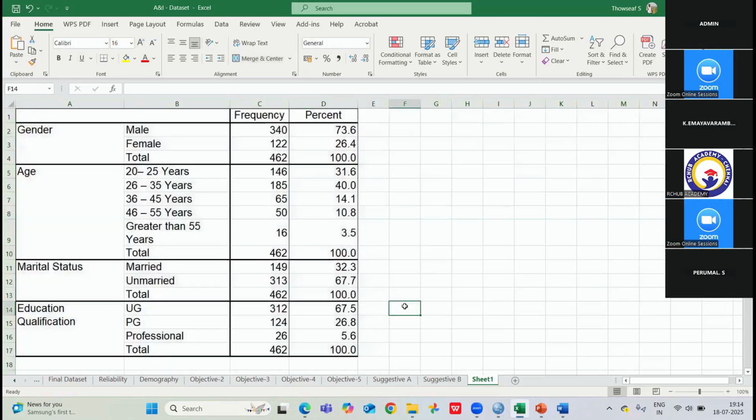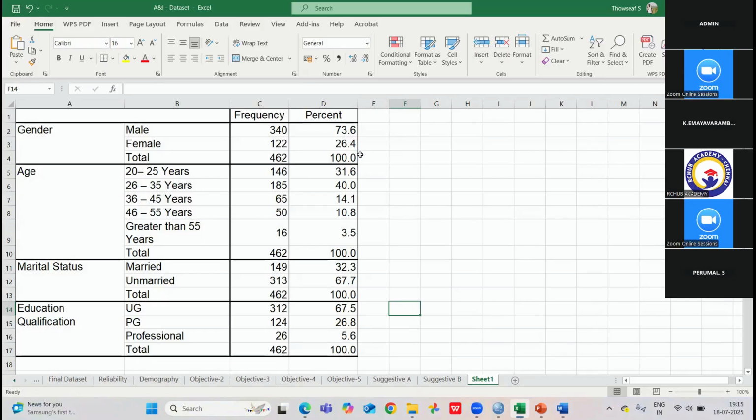So we can simply say that with respect to the people working in the software industry in Chennai, the majority of them, nearly 340 out of 462 respondents, that is 73.6%, were male, and 122, that is 26.4%, were female. You see how I have interpreted the frequency and percentage analysis. First, I have illustrated the highest value, followed by the next lowest value, and it goes on.